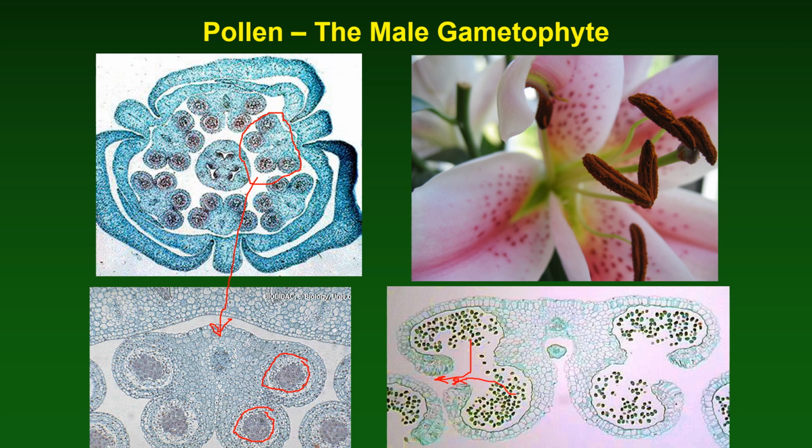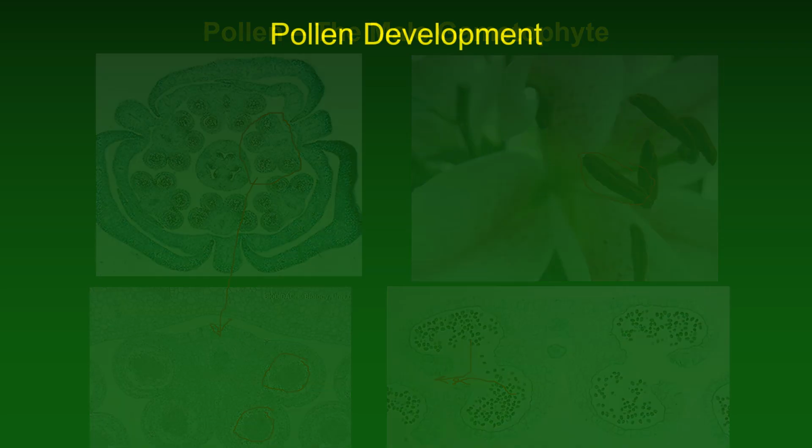So no doubt you've seen a lily, something like the one that you see up the top here, and these structures here are the anthers, and they're peeling back and they're releasing all of these pollen grains.